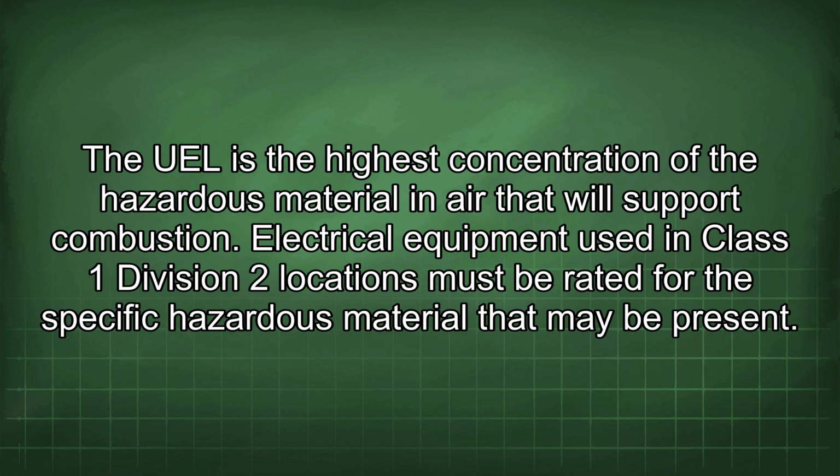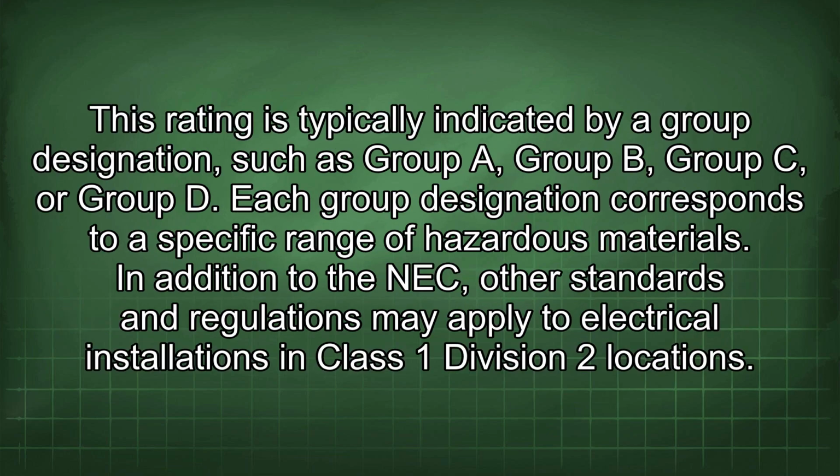Electrical equipment used in Class 1 Division 2 locations must be rated for the specific hazardous material that may be present. This rating is typically indicated by a group designation, such as Group A, Group B, Group C, or Group D. Each group designation corresponds to a specific range of hazardous materials.